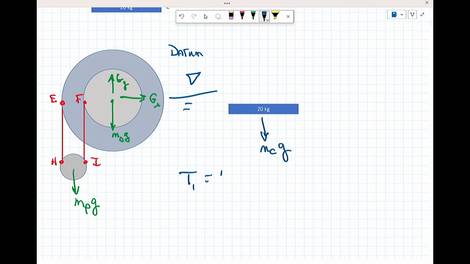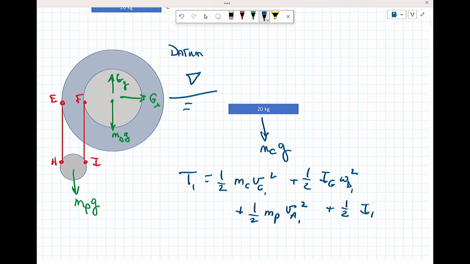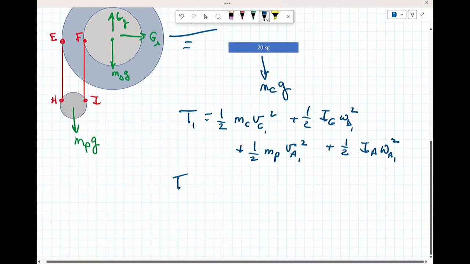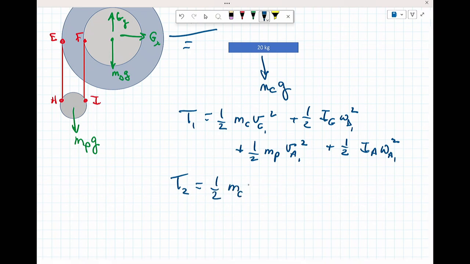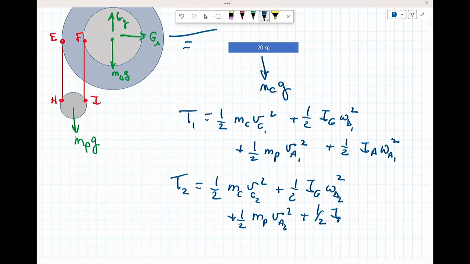So I have T1, which equals 1/2 m_c v_c1 squared plus 1/2 I_G omega_D1 squared plus 1/2 mass of the pulley, v_A1 squared, plus 1/2 I_A omega_A1 squared. T2, on the other hand, is 1/2 m_c v_c2 squared. Not really on the other hand, same thing. I_G omega_D2 squared plus 1/2 mass of the pulley, v_A2 squared, plus 1/2 I_A omega_A2 squared. So all of the kinetic energies of all of the things happening at this time.